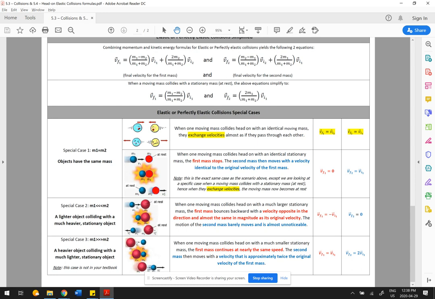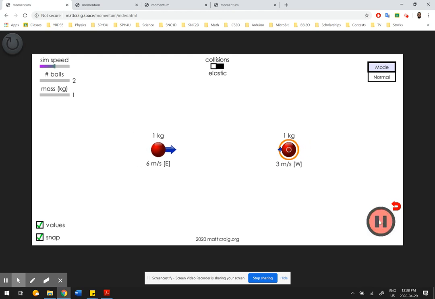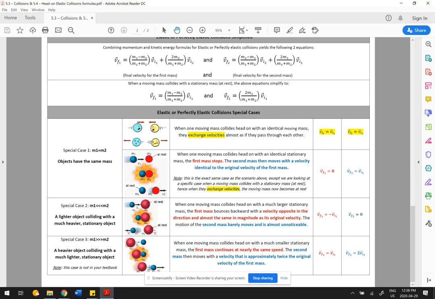Now, there are three special cases in terms of elastic collisions. The first one is when objects have the same mass. So when objects have the same mass and they're colliding with each other, we will look at that simulation over here. So over here, we have a 1 kilogram object and another 1 kilogram object, but they're going at different speeds. One's going at 6 meters per second, the other one's going at 3 meters per second. We're going to let the simulation run. The two objects are going to collide. And notice how now they have switched velocities. They are now in opposite directions. So what happens is that they exchange velocities upon contact.